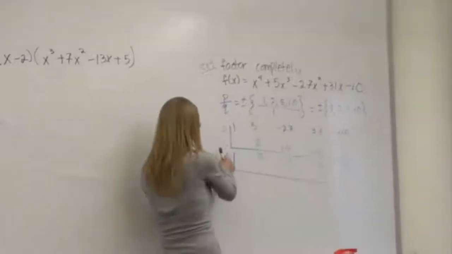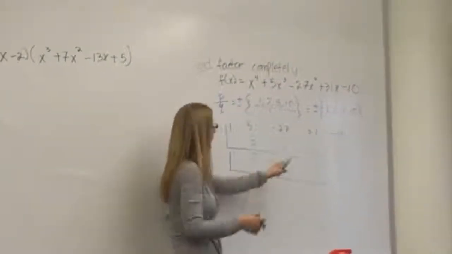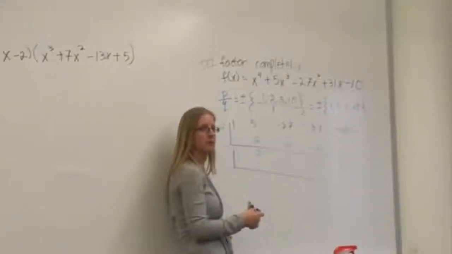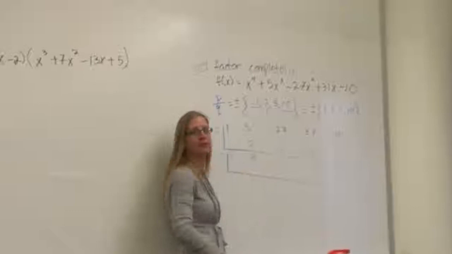Now I have to guess the number. 1 and 5, right? Because now they have to be divisors of this. So which one do you want to guess? 1. I'm going to guess negative 1, just for fun.